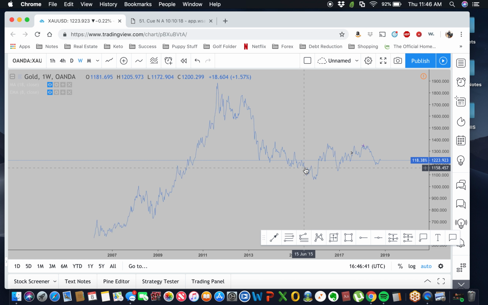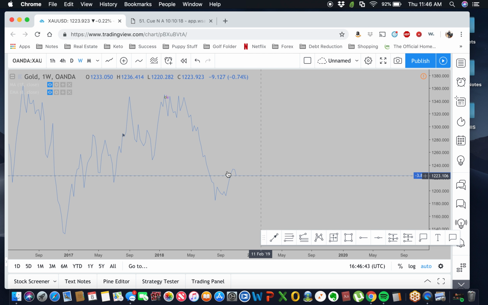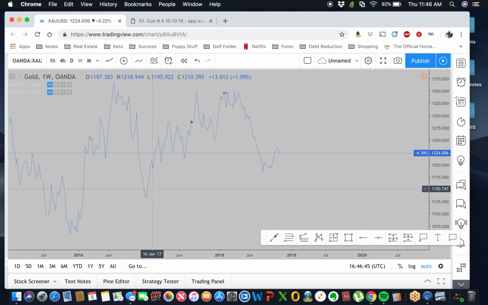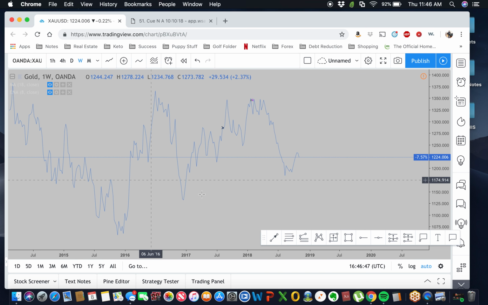All right, so I like to go ahead and use this simply because I like to see if price has been at this point before, how it reacts. So you can use a drag tool. I like to just get a horizontal line though. Here we go. And where it's at now, this is where price is.